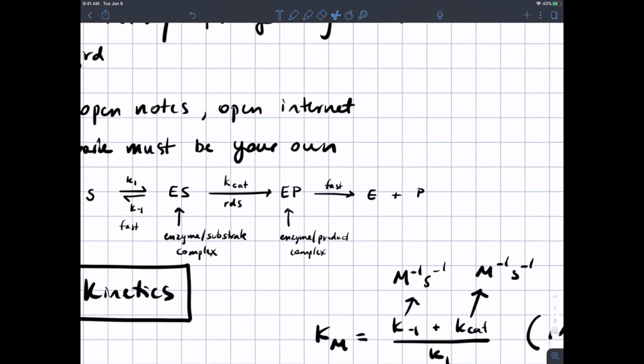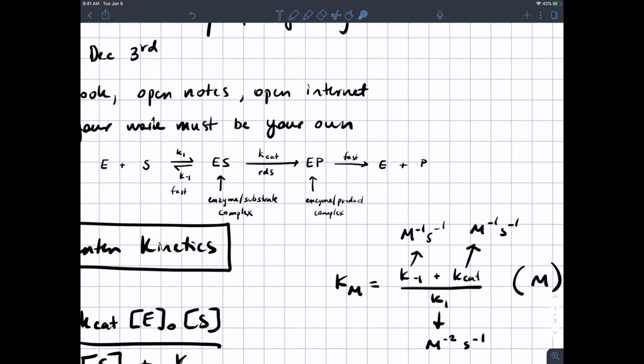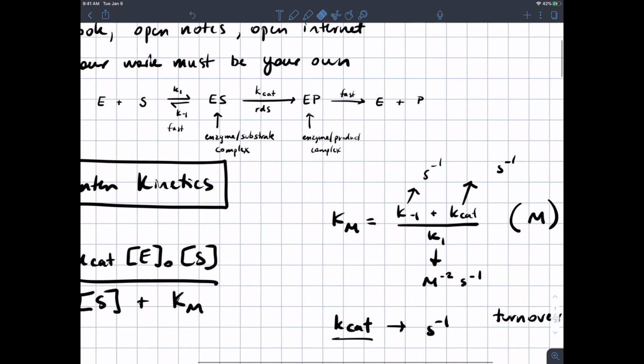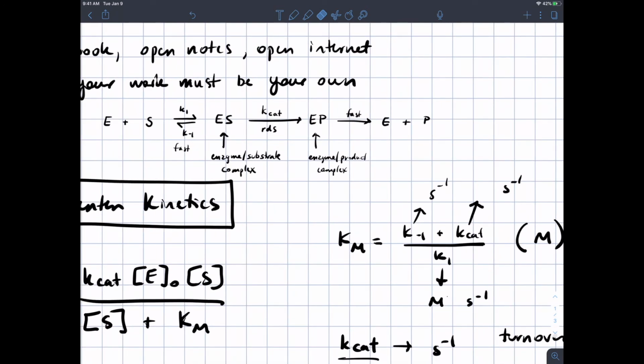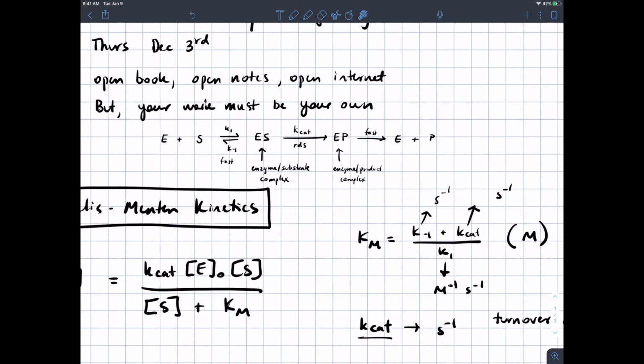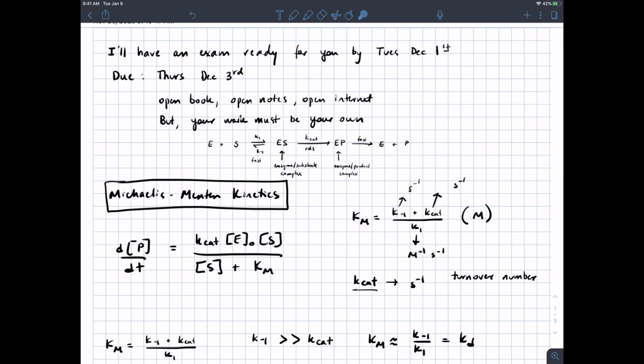Close enough. So the Michaelis constant is the sum of the reverse rate, enzyme substrate dissociation, and then the rate of catalysis, K-cat. And I'm sorry, both of these are in per seconds. And then K1 is in per molar per second. And so overall, the Michaelis constant is in units of molar. And we talked about how last time equilibrium constants in units of molar make you think of binding constants.